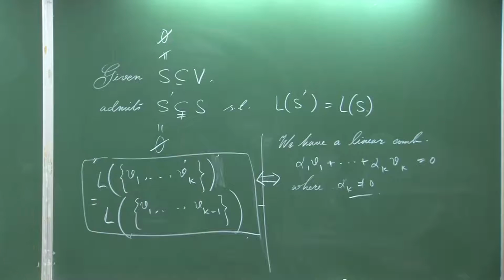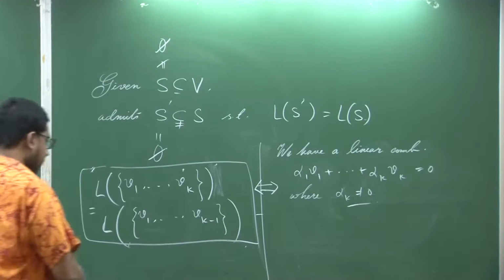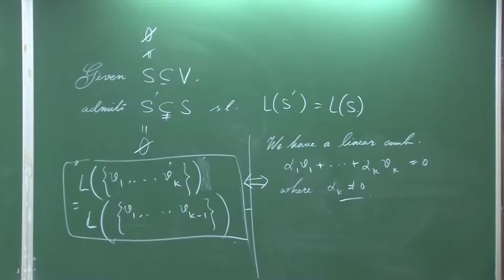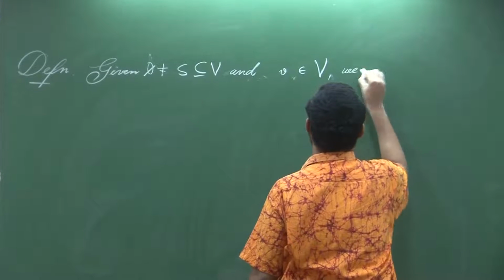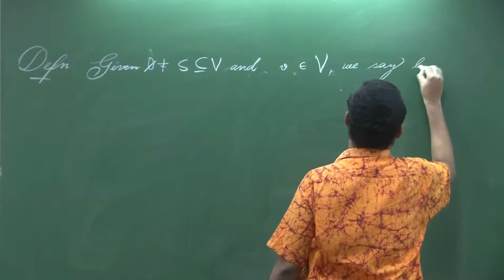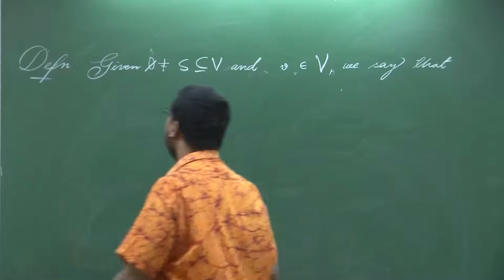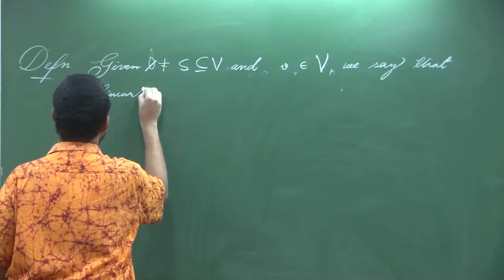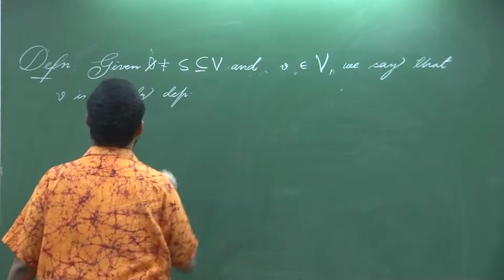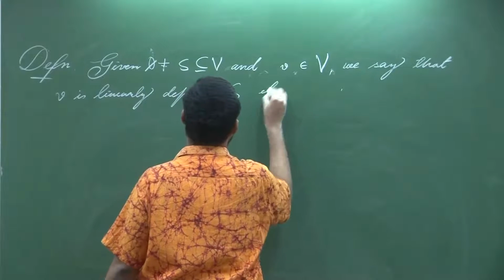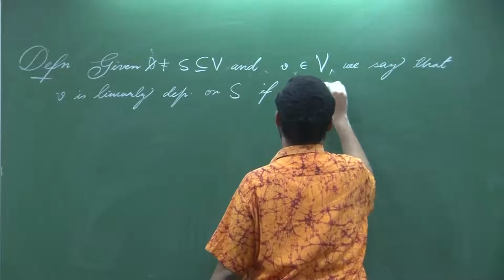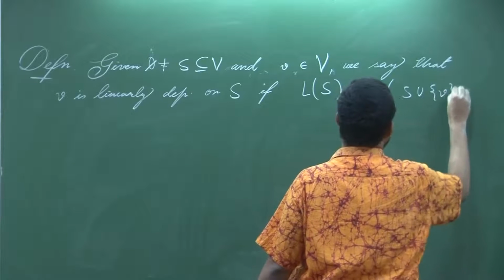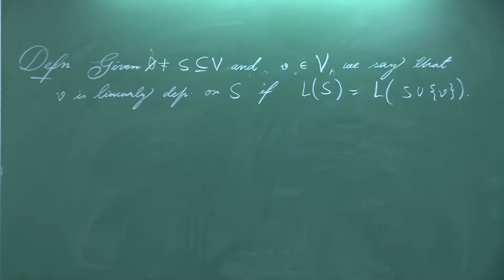So, we will make the formal definition here, so let us go one by one. We say that V is linearly dependent on S if, what we have already seen, L of S is the same as L of S union the singleton V. Okay.